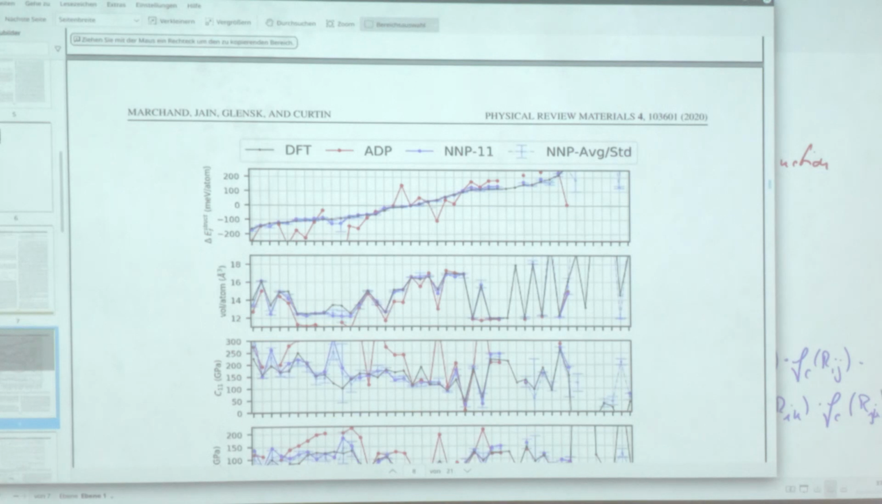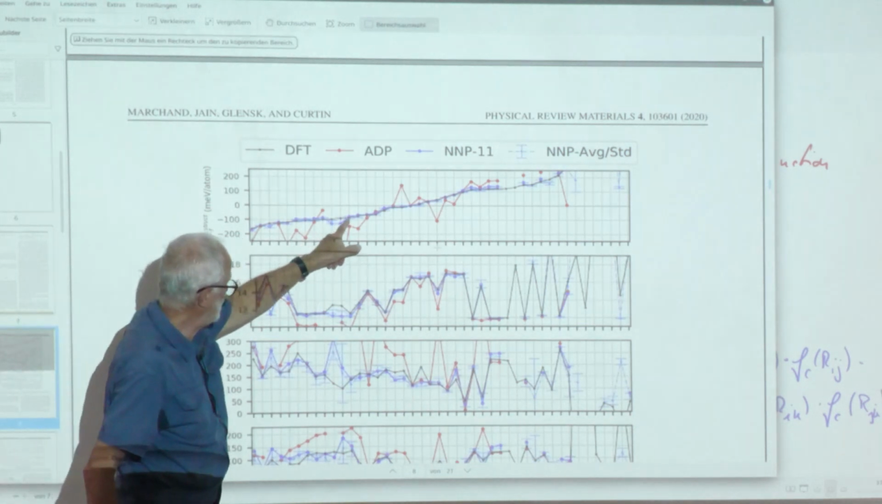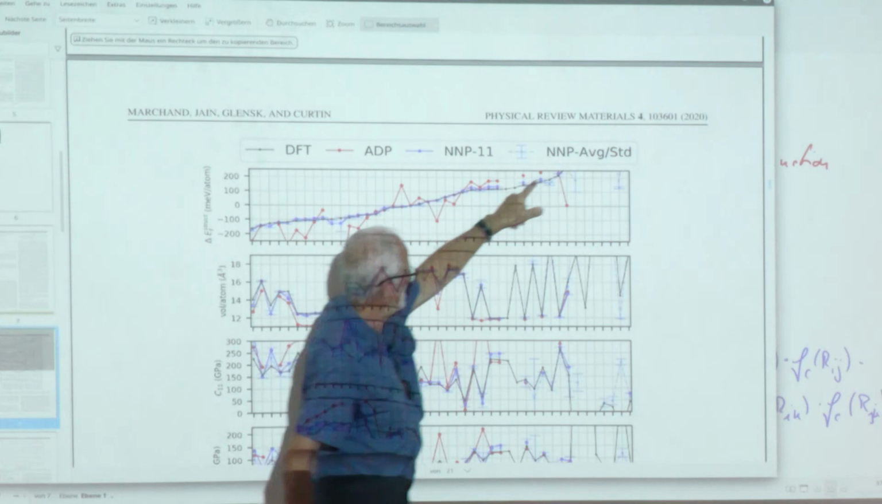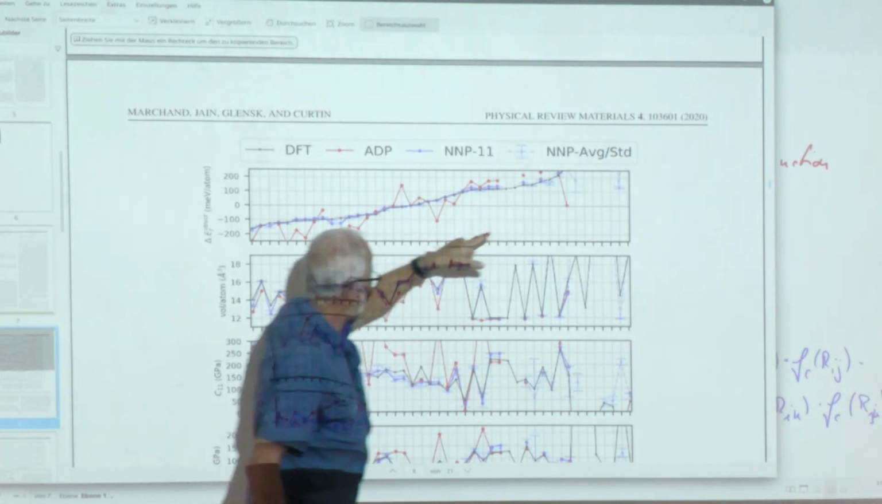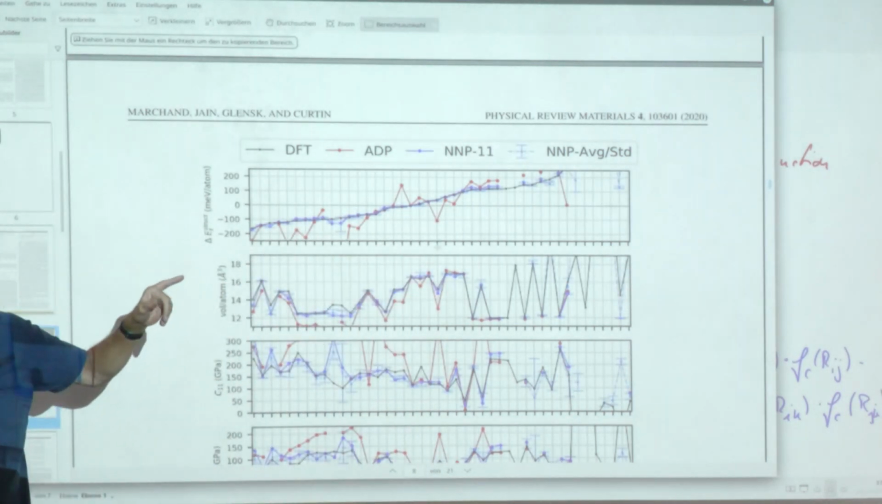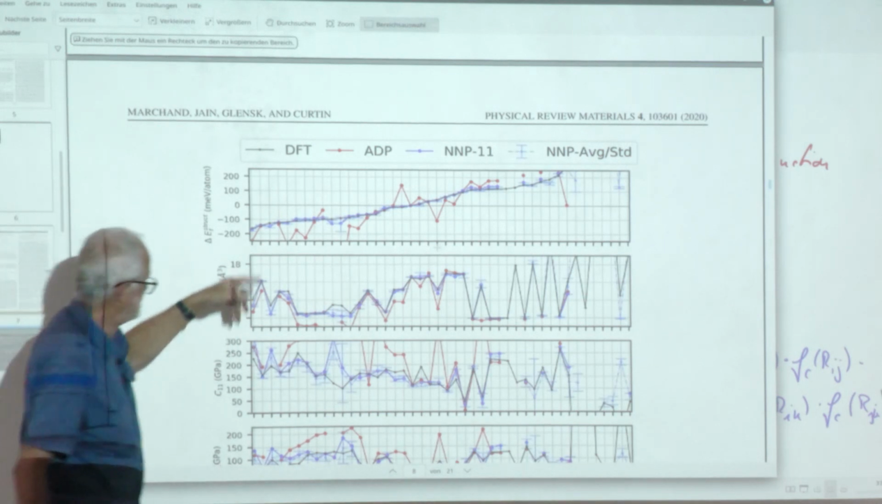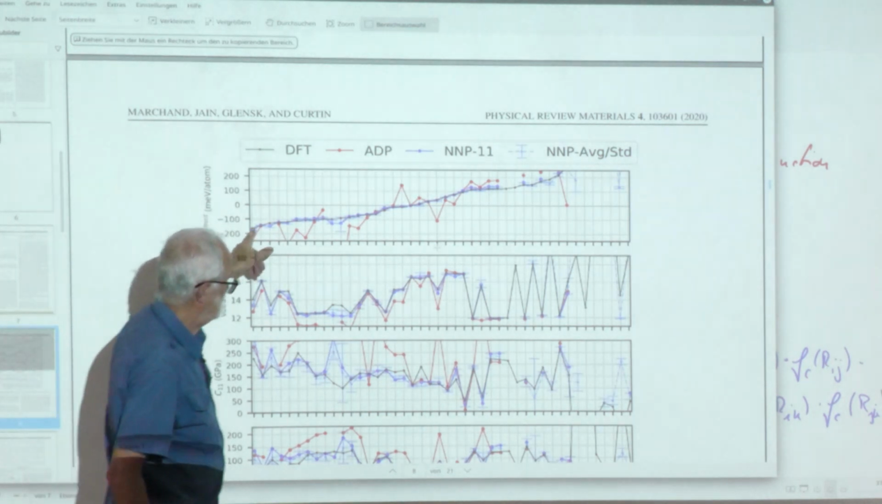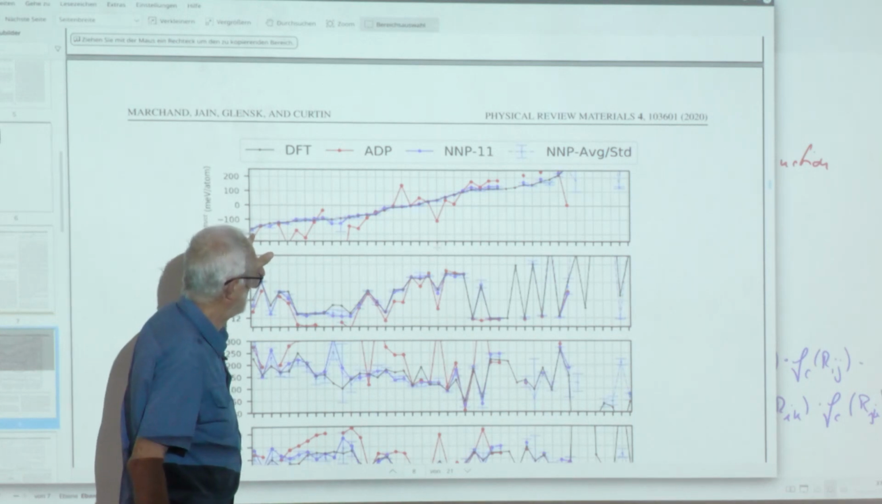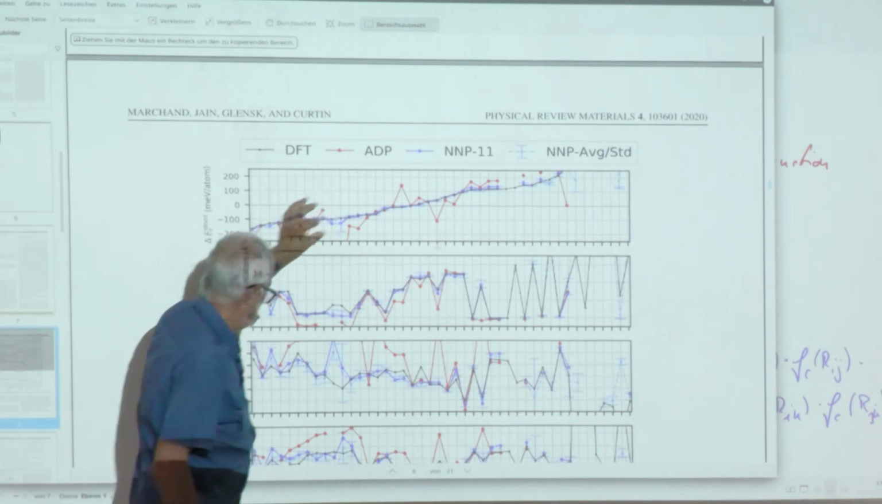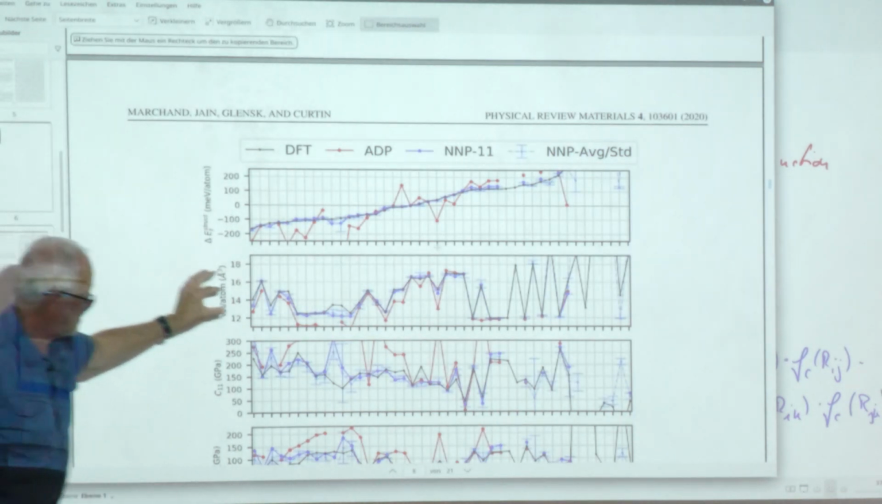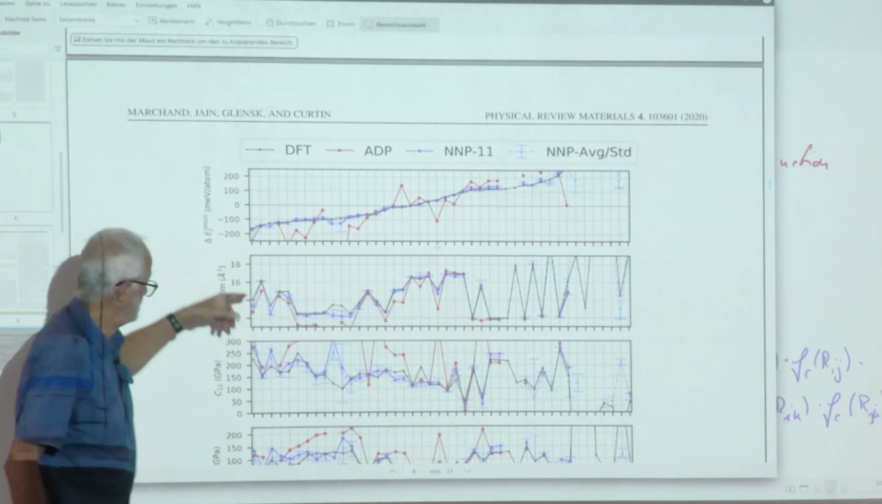ADP is another type of phenomenological potential. And then here is the NNP 11. And you see how close, so my mouse is lost. So that's the important one, the blue, how closely it fits to this black line. And these error bars here are for other fits. They did it, as I said, not only once, but with different approaches, different starting parameters for this neural network. And they all come pretty close together. Same here for the atomic volume. So they are very close.